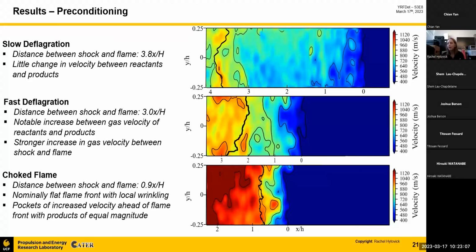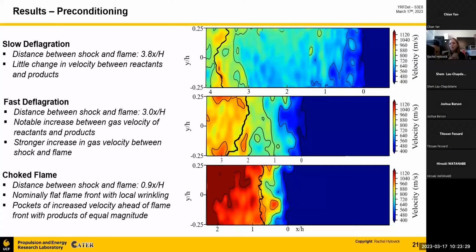And then here we're starting to see a difference between the gas velocity of the reactants and the products. So we see an increase in our products, which we don't really see for the slow deflagration. And that's kind of a good hint that we might be seeing a little more vorticity production as well. And then finally, in the choked flame, they're still very close apart.